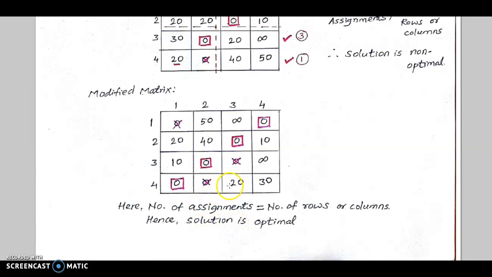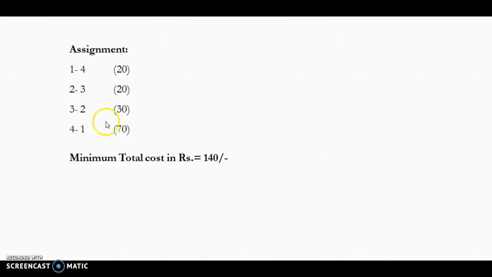Now we have to give the final answer. We have to write down the assignments, and with reference to the original cost matrix, we have to put the values located at these cells. So write the assignments and also the values located at these cells. Then let us find the total cost, which is the minimum, by simply adding these cost elements. So this is our final answer. This is the total cost, rupees 140.